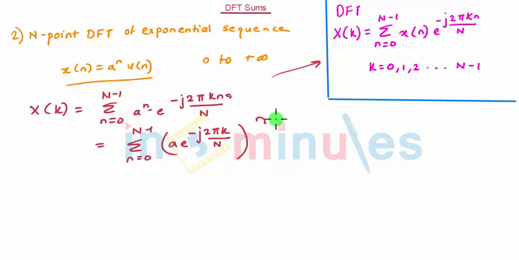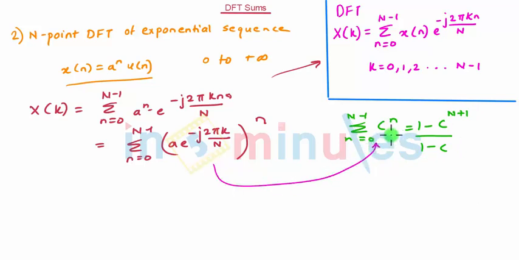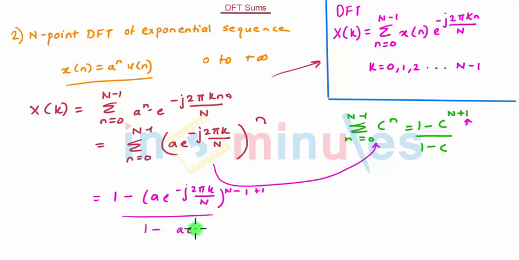Now we have to use a different formula for solving this problem, that is the finite geometric series sum formula. The formula states that summation of n is equal to 0 to N minus 1, c raised to n is equal to 1 minus c raised to N plus 1 upon 1 minus c. So, substituting this term as c in this formula, we finally get 1 minus bracket a e raised to minus j 2 pi k upon N, the whole raised to N minus 1 plus 1, upon 1 minus a e raised to minus j 2 pi k upon N.